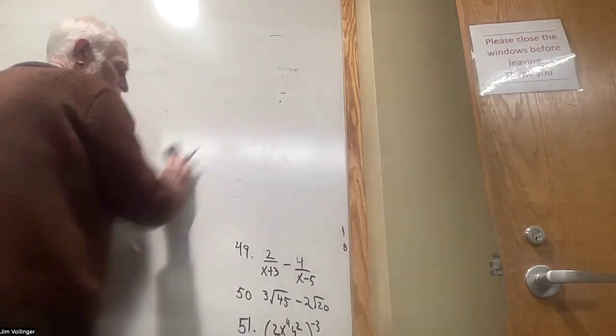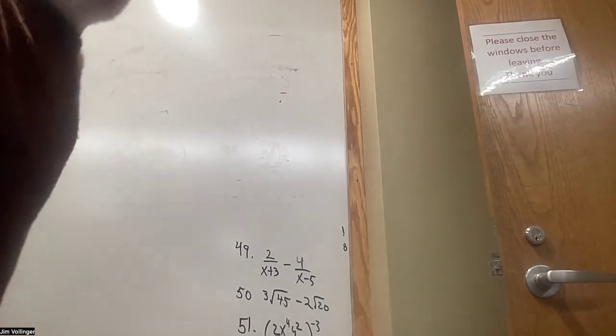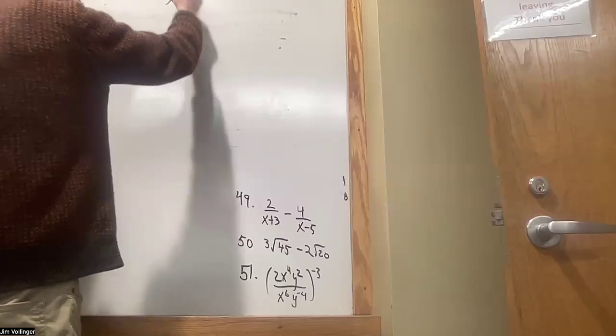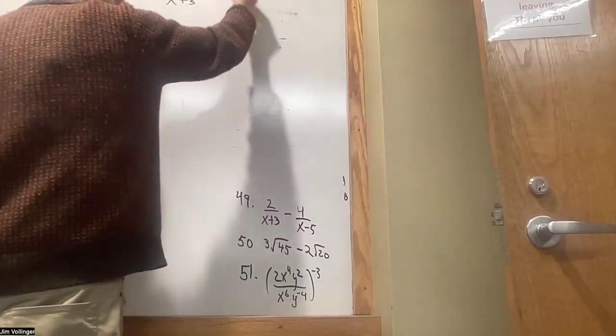How do we do bingo, bango, bongo for, I don't even think you can see these. Yeah, you can still see. So we have 2 over x plus 3 minus 4 over x minus 5.